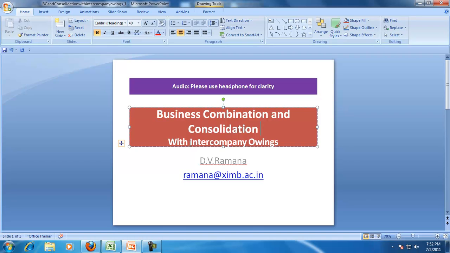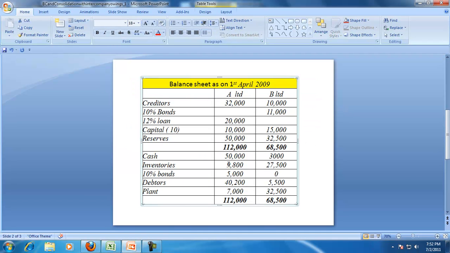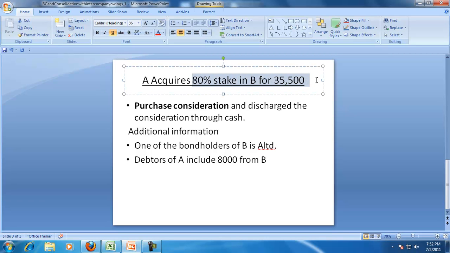The accounting standard says, related to the consolidated balance sheet, that intercompany owings should be eliminated. Let us understand that with this example. The assets and liabilities of A are given, and the information is that A acquires an 80% stake in B for 35,000. That means the purchase consideration is already given here, and it is discharged through cash.